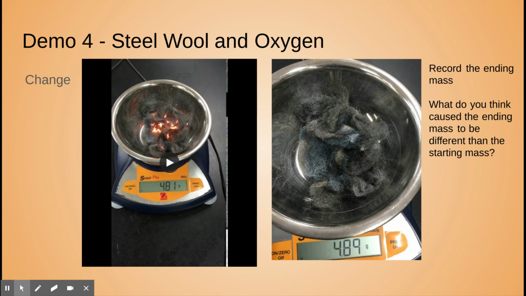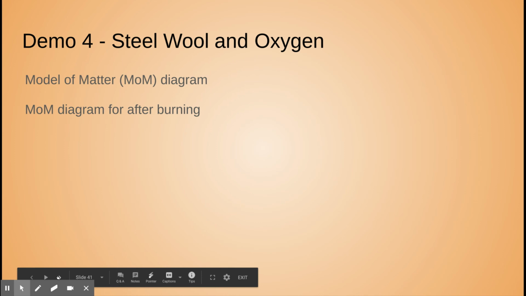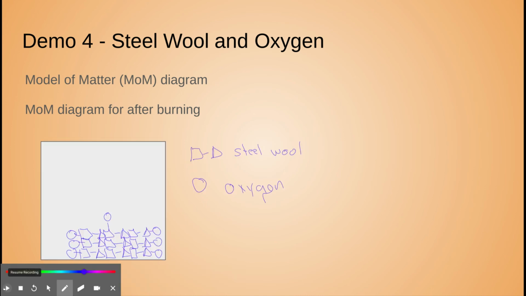Because again, I've told you that the two things involved in this are steel wool and oxygen. So you want to think about what's going to possibly cause that mass to change, to increase, and then draw your mom diagram for it. All right, and then when you have your mom diagram drawn, start up the video again.